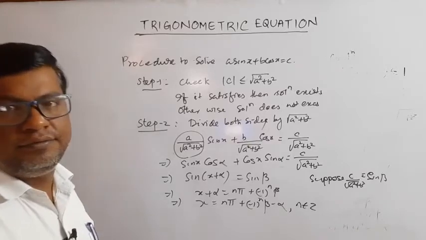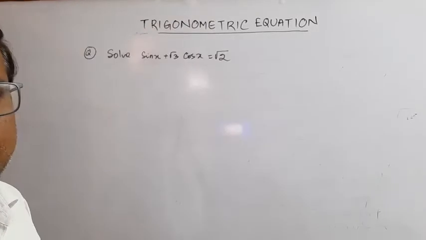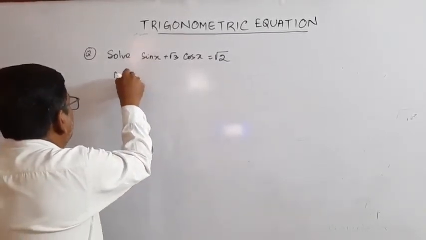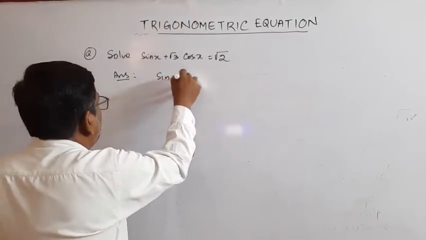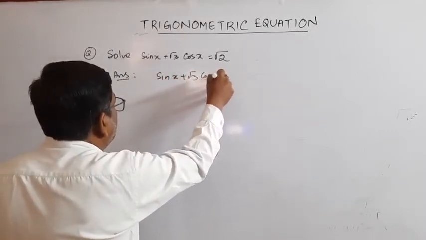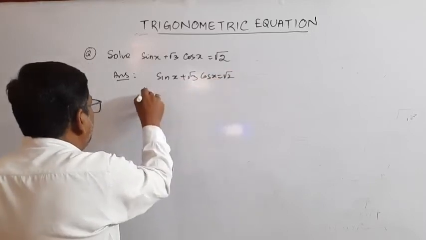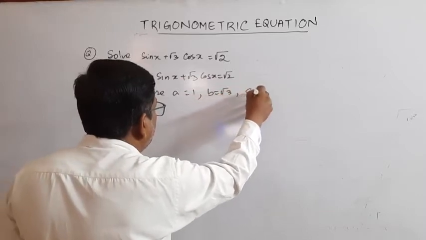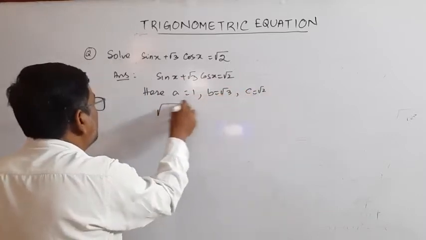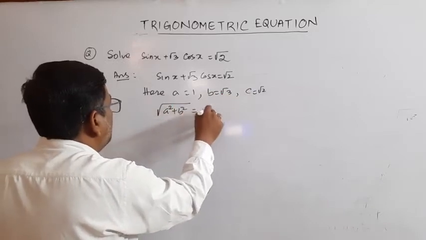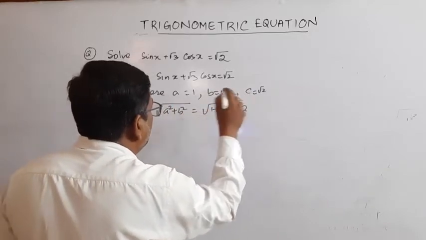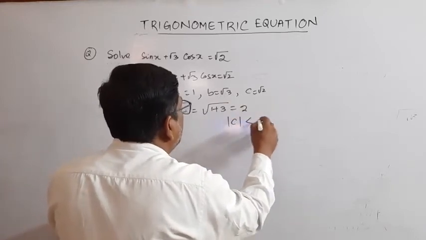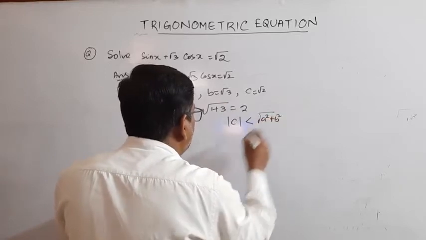This is the procedure to solve trigonometric equations like this. Now one question. Solve sin x plus root 3 cos x is equal to root 2. Here a is equal to 1, b is equal to root 3, c is equal to root 2. So the square root of a square plus b square, 1 plus 3, is equal to 2. So mod c is less than root over a square plus b square, so the solution exists.